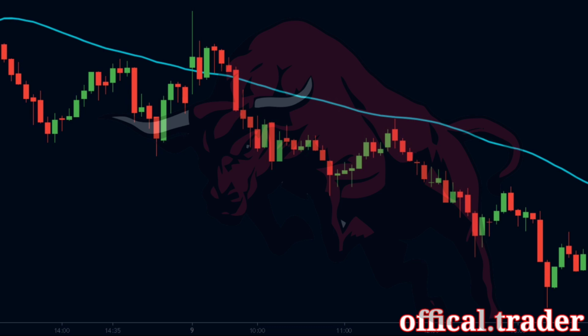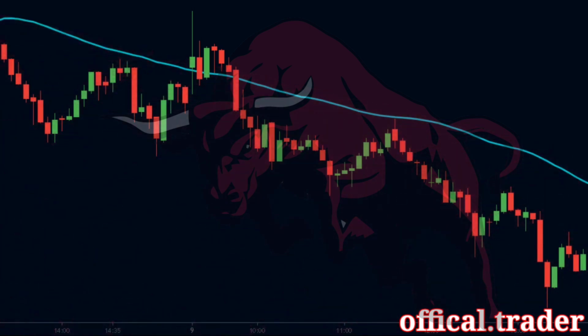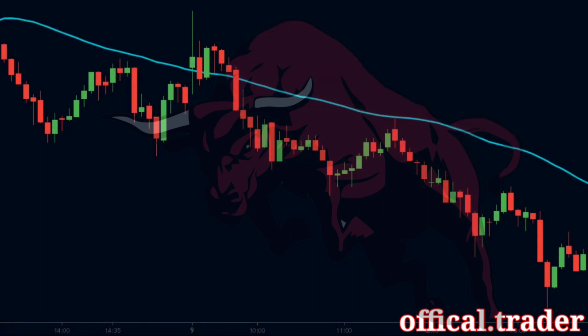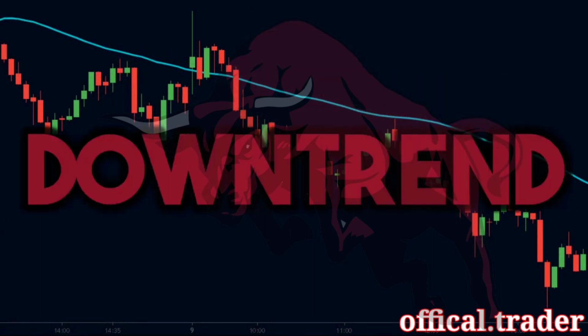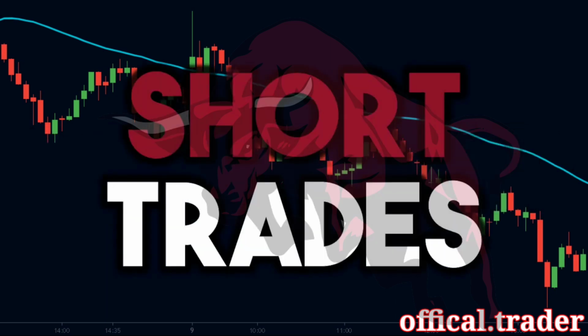Here we can clearly see that the price is trading below the 50-period moving average, and the moving average is also sloped downwards. Hence, we can say that the price is in a downtrend. So we will look for short trades only.